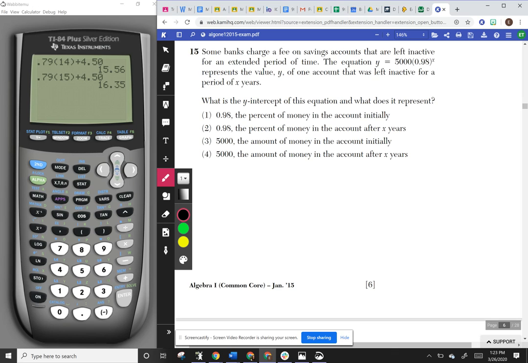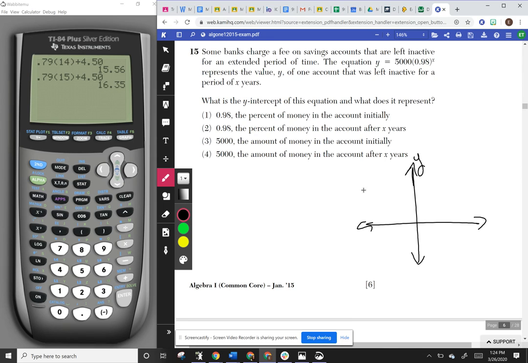Okay, 15. Some banks charge a fee on savings accounts that are left inactive for an extended period of time. The equation y equals 5,000 times 0.98 to the x power represents the value y of one account that was left inactive for a period of x years. What is the y-intercept of this equation, and what does it represent? So thinking about an axis, the y-intercept is where the graph crosses the y-axis.